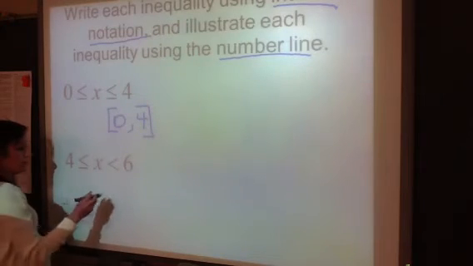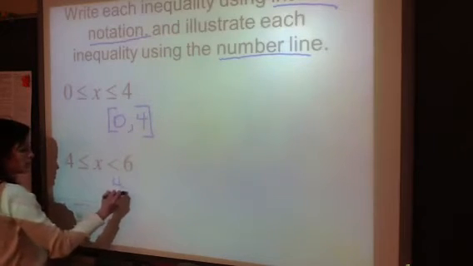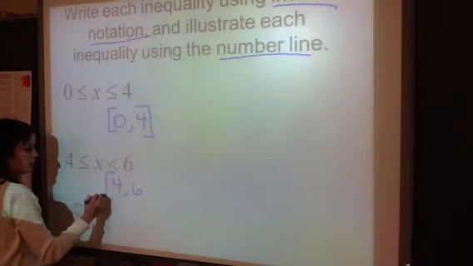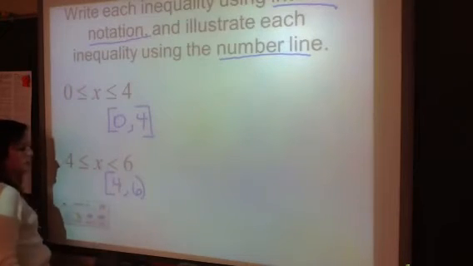Try this one on your own. You should get 4, comma, 6. The 4 has a bracket, the 6 has a parenthesis because it is not equal to.